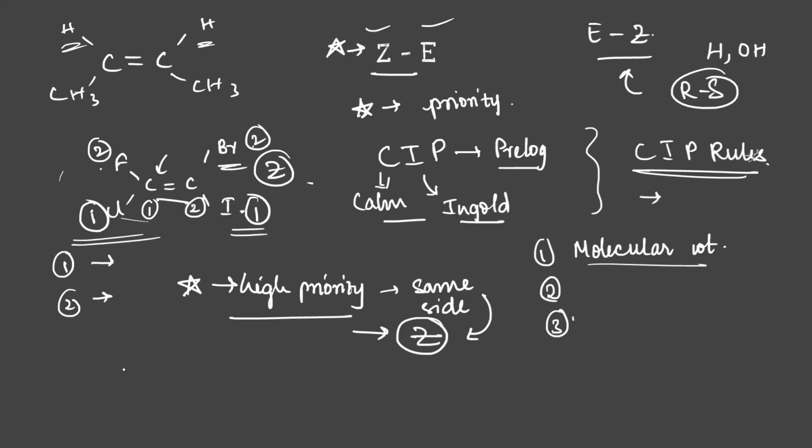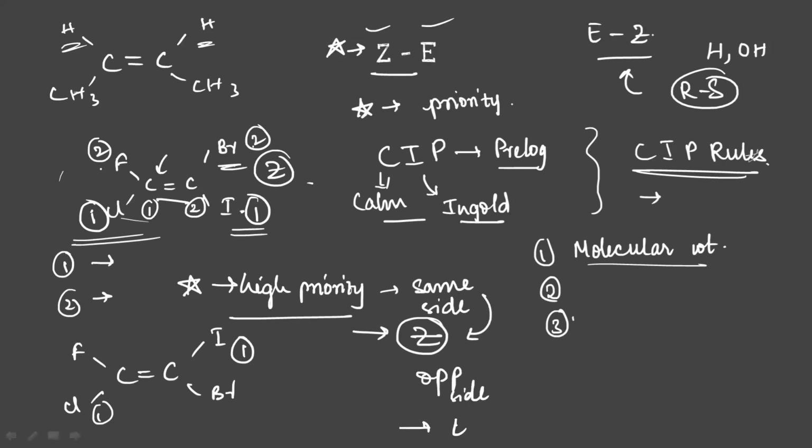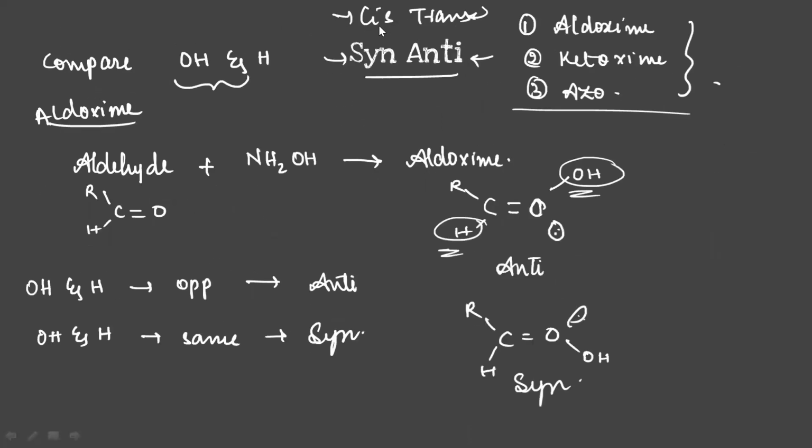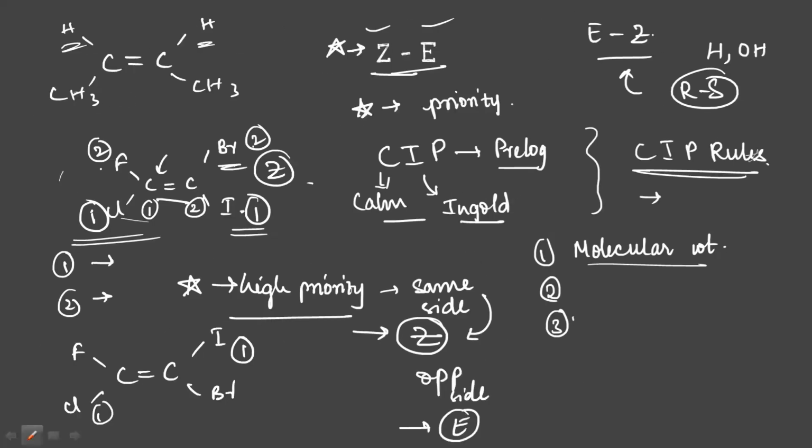And then how can I write an E compound for this? Write iodine here. So here, the higher priority groups are on the opposite side. When they are on the opposite side, you give them E. So that's why the ZE convention would be better, because cis trans means same and opposite. Syn anti, same and opposite. So Z means same, E means opposite. That's how you can remember it with ease. So you can see here, Z is on the same side, E is on the opposite side.